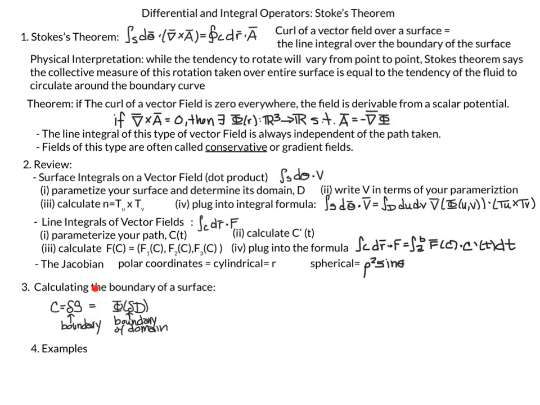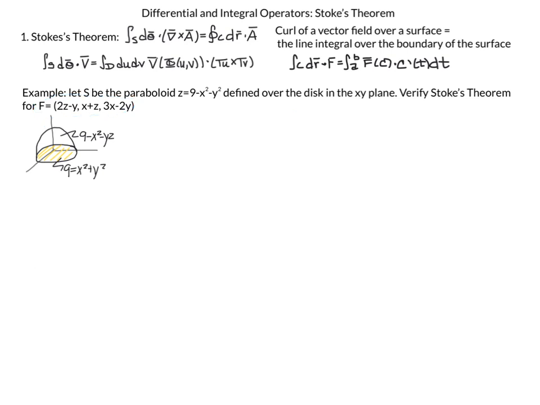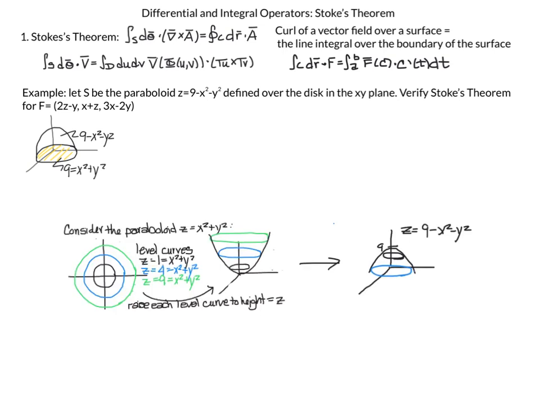Now that we've gone through this, we're ready to do some examples. And we will start with this example here that was our second overview page. The question is, let S be the paraboloid z equals 9 minus x squared minus y squared, that's this shape here, defined over the disk in the xy plane. Verify Stokes' theorem for the vector field F equals (2z minus y, x plus z, 3x minus 2y).